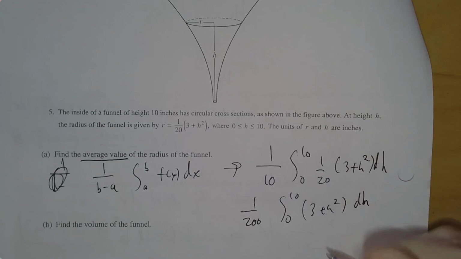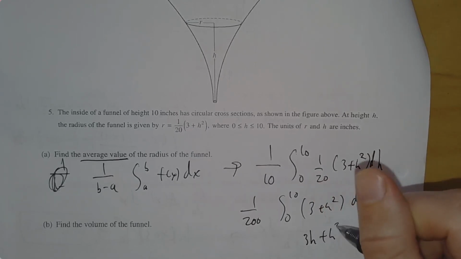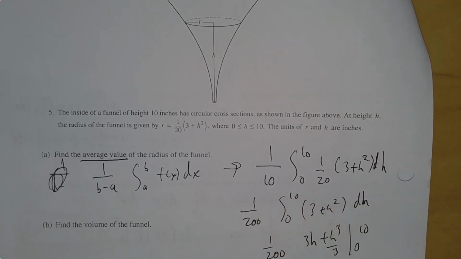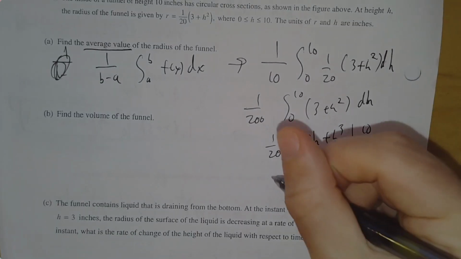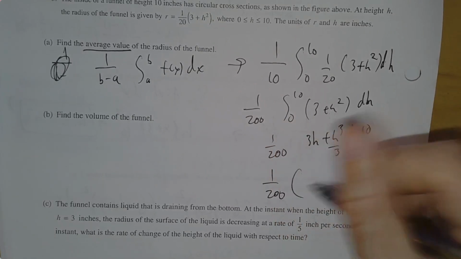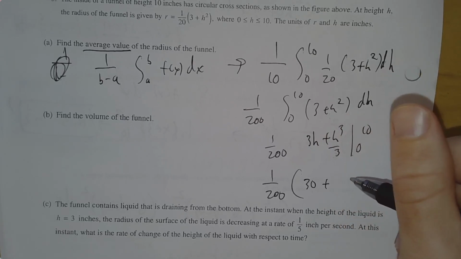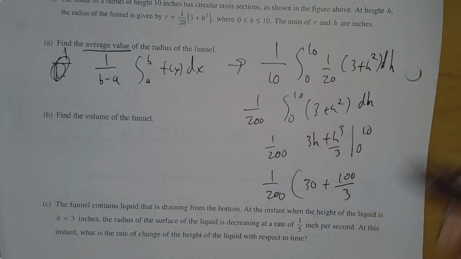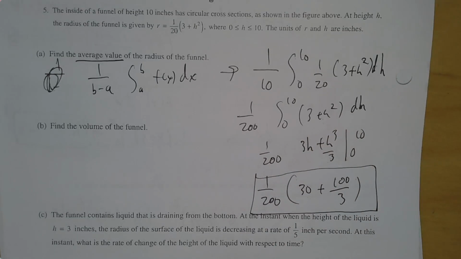We're going to integrate this. We're going to get 3h plus h to the third over 3, from 0 to 10, times 1 over 200, and then we'll plug in the 10. This is a good example again of don't simplify this. It's going to be 1 over 200 times (30 plus 1000 over 3). And then the zeros are just going to zero out. So that's my answer, and I'm just going to leave it like that. That would be it. Let's take a look at what they did.